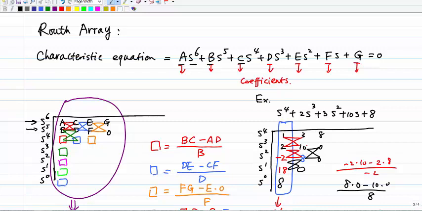A and B and C and D and E and F and G and 0. So that's how we do that. Okay, all the remaining columns are computed one column by one column. So you start with S to the 4th, then S to the 3, S to the 2, S to the 1, S to the 0.